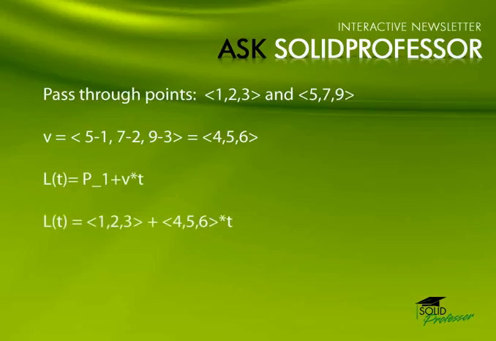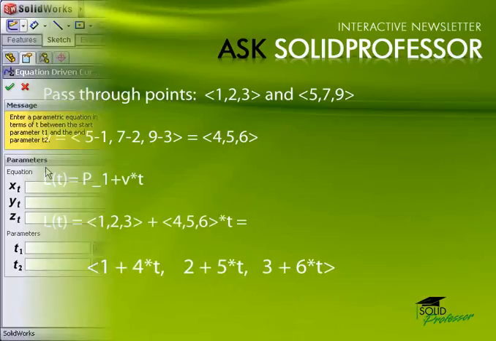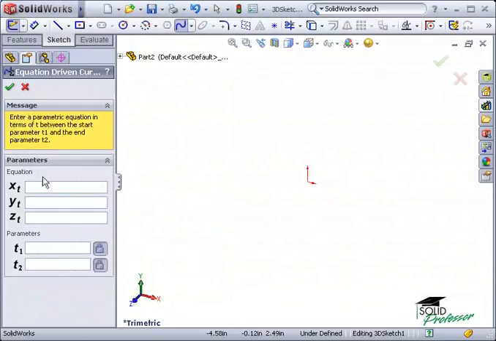The parametric equation of a line is L of t is equal to P1, the first point, plus t times the direction vector. So, our line equation is 1 plus 4t for x, 2 plus 5t for y, and 3 plus 6t in the z direction. And I'll have t go from 0 to 1.